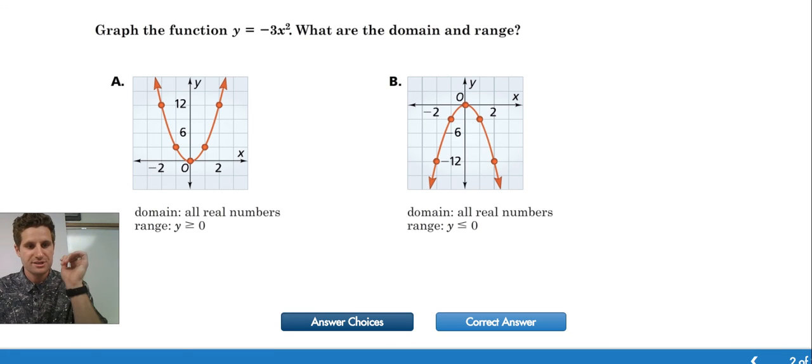Okay, real quick. This is the same problem. You don't have to write this down, but I thought this was kind of cool. Which one of these makes the most sense? Well, we already did this problem, and ours went downward. And again, it went downward because you see that negative 3? That negative 3 makes it go down.